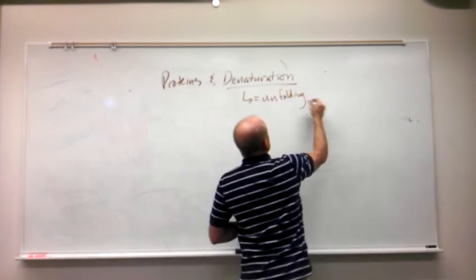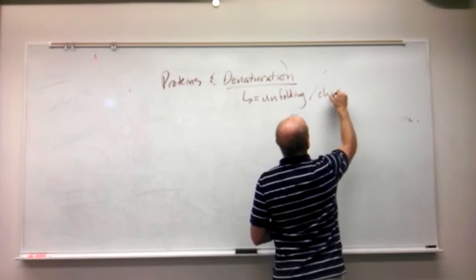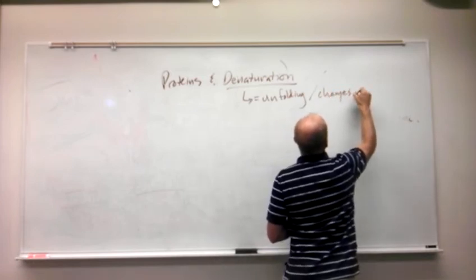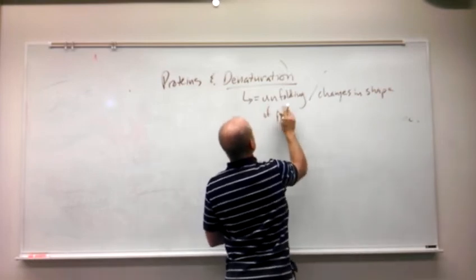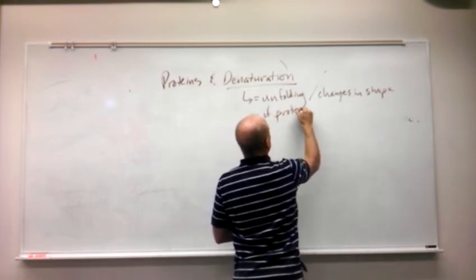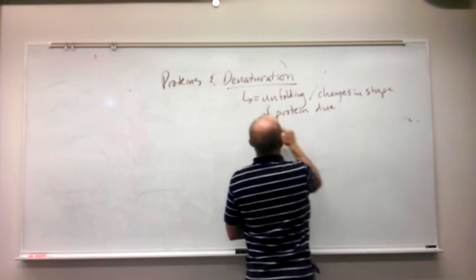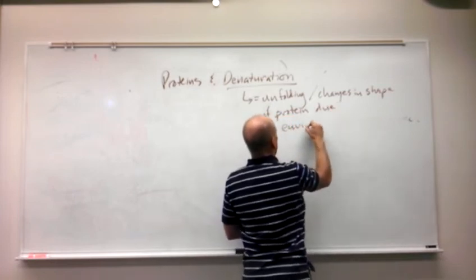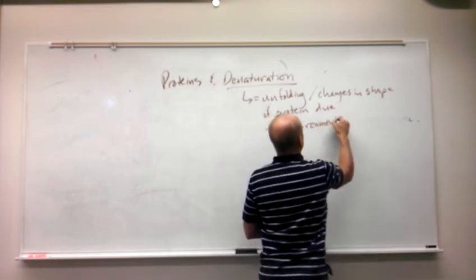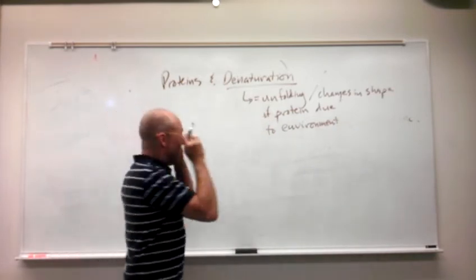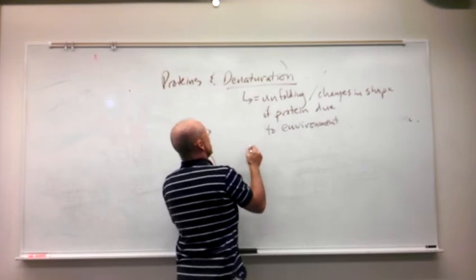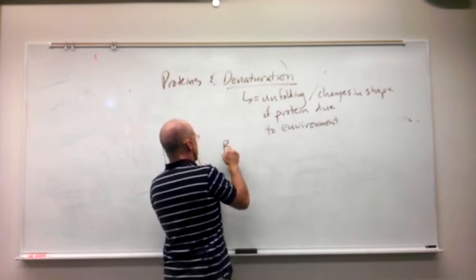Unfolding, or change of shape, changes in shape of a protein due to the environment. What do I mean by environment? The classic things that cause denaturing. Here's the big three.